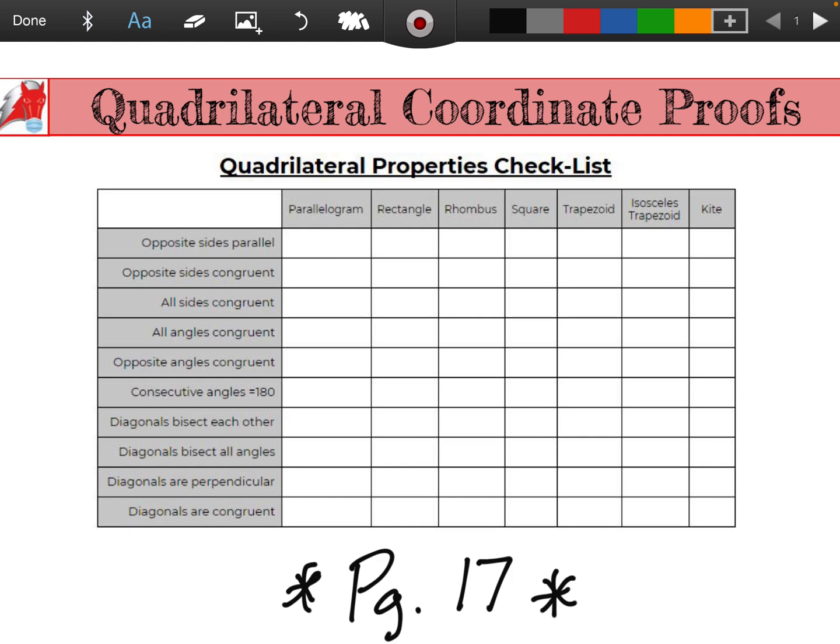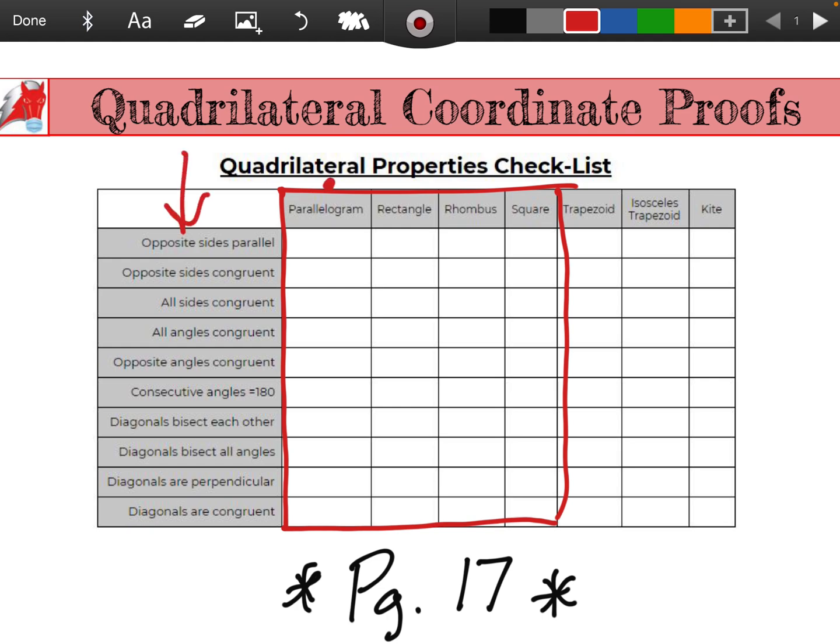Until then, what I would like you to do on page 17, my friends, is fill this out to the best of your ability. I'd like you to put an X, a check, a smiley face on which properties down this list each one of these has. So for a parallelogram, we're going to ask, does it have the opposite sides parallel? Yes. Hey, I gave you the first one.